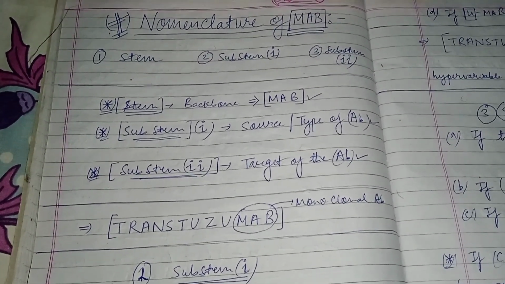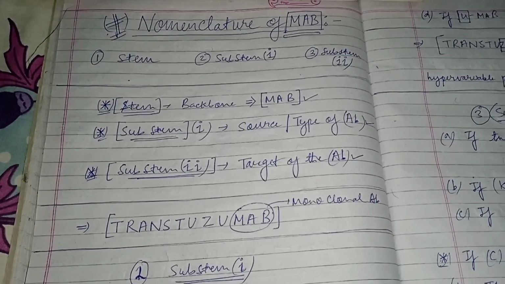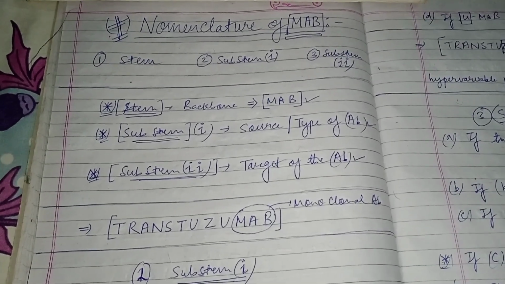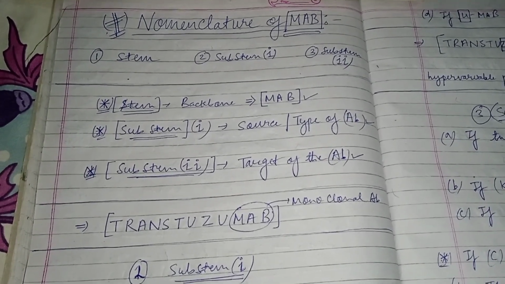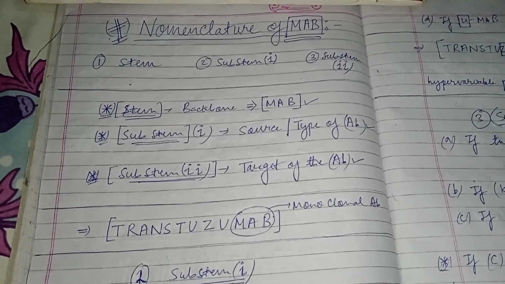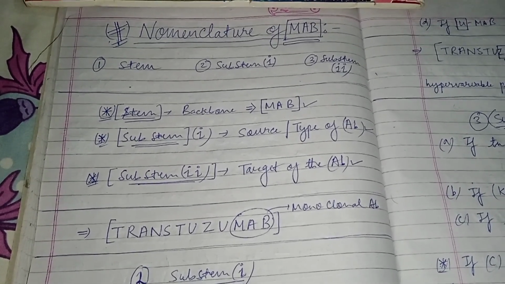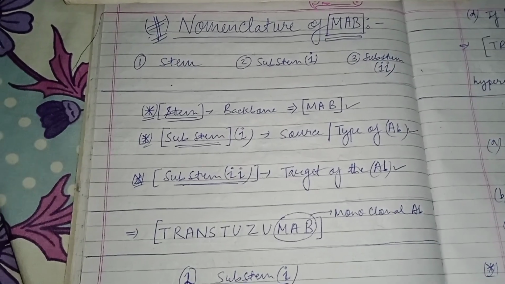So in this video we'll be discussing the nomenclature of the monoclonal antibodies. In the previous video we already discussed the antibodies, their functions, and the monoclonal antibodies and their types as well, such as humanized, mouse, human, chimeric, etc. So in this section we'll be discussing the nomenclature. So let's start our discussion.